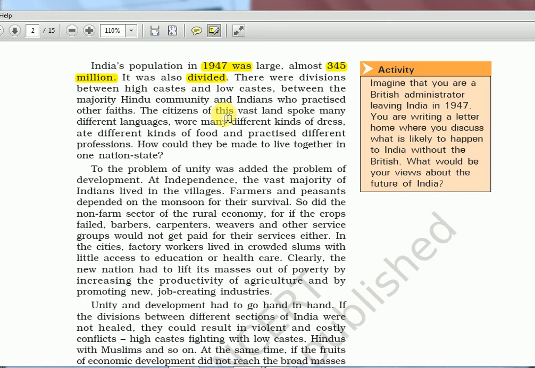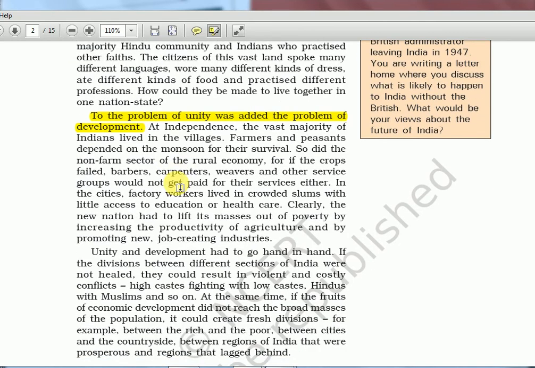But you know, in India Dalits still face problems because of the high class, low class mentality of different people. So there are problems. So the main thing is unity along with development. Okay, the problem of unity was added to the problem of development. So both have to be taken hand in hand. That was the biggest challenge for the forefathers of India at that time.